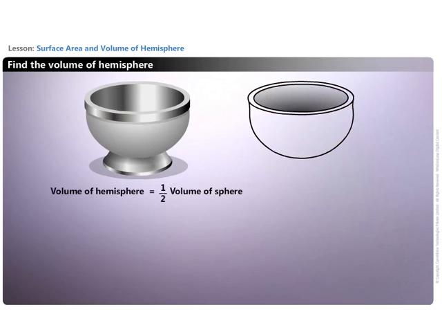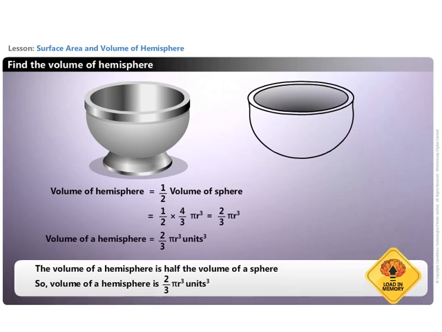Volume of hemisphere is equal to half the volume of sphere. Recall volume of sphere is equal to 4 by 3 pi r cube. Half of this is 2 by 3 pi r cube cubic units. From this, we conclude that the volume of the hemisphere is half the volume of a sphere. So, the volume of hemisphere is equal to 2 by 3 pi r cube.